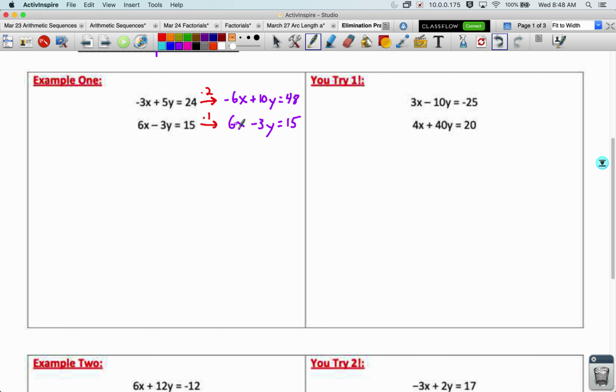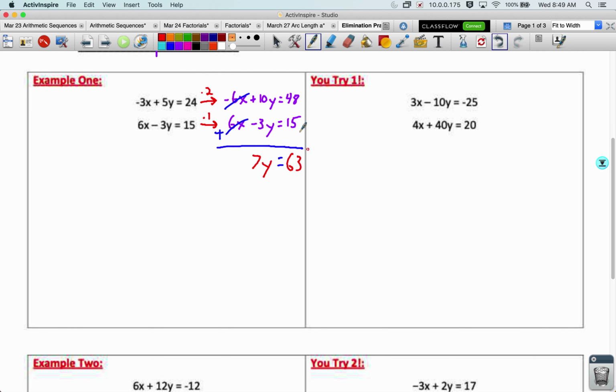Now that I've got that zero pair, I'm going to put a line underneath these. They're still nicely lined up with like terms. I'm going to put a plus out in front here to show that I'm going to add all of these like terms. The equal sign stays in the middle. The -6x and the 6x cancel out. And the 10y and the -3y combine to be a 7y. 48 plus 15, that's 63.